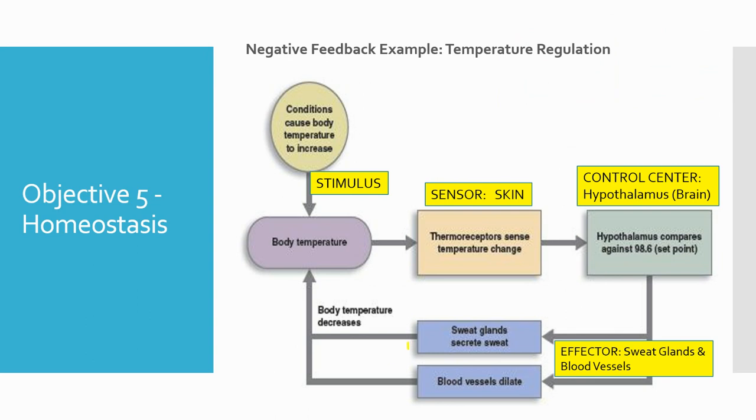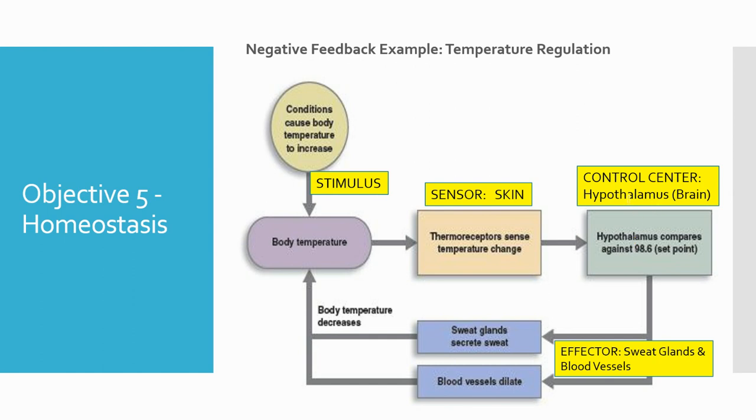And so we've got a couple examples here that you'll find in the human body. One is when you do get hot. When your body temperature rises, you've got thermoreceptors that are sensing that change in your skin. The hypothalamus in your brain is going to recognize that we're moving away from that 98.6 degrees.